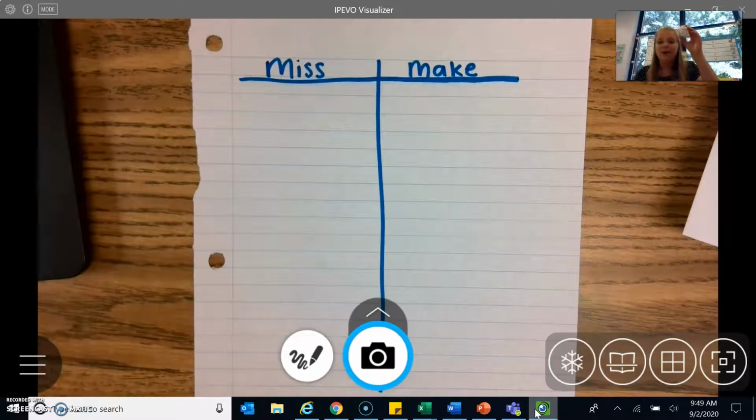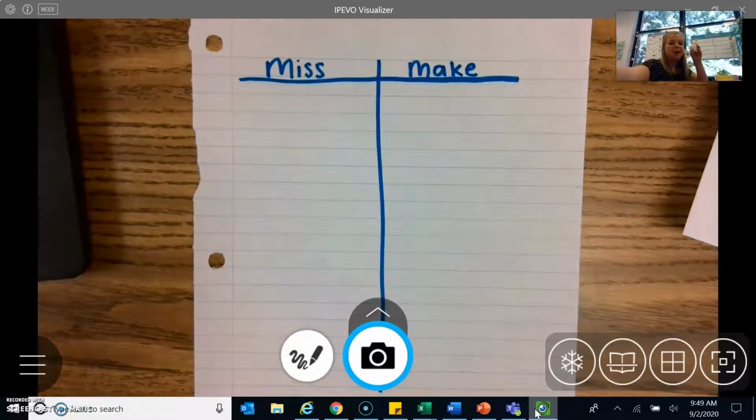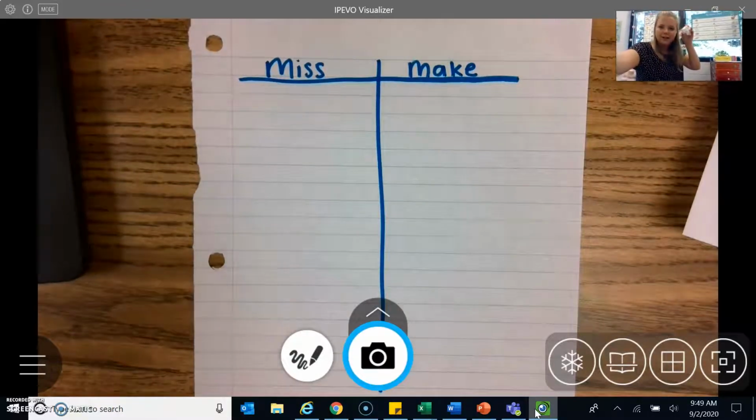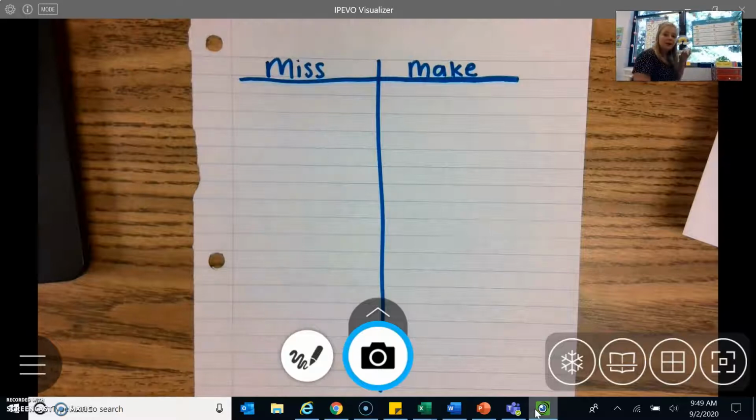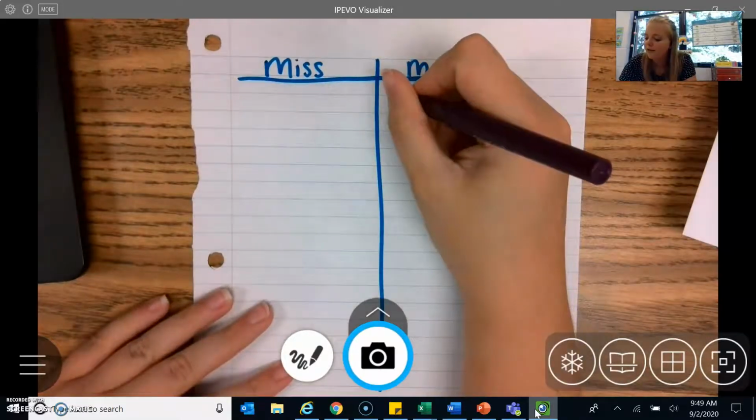Alright, so I have my ball. My trash can's on the floor. You can't see it, but I'm going to throw, let's see if I can, yeah, it's too low. But I'm going to throw it in, okay? And if I get it in, I'm going to do make. I made it. So I need to put 1 for make.